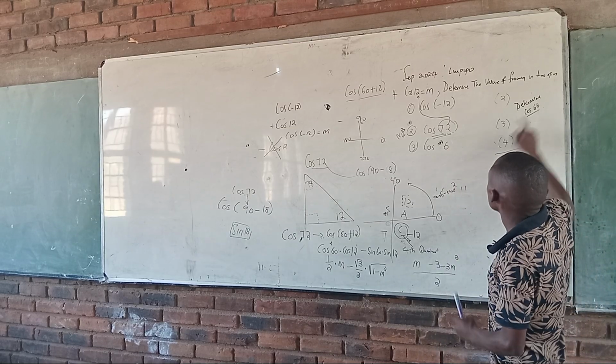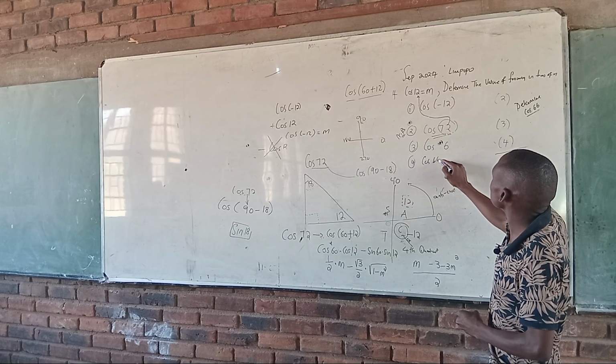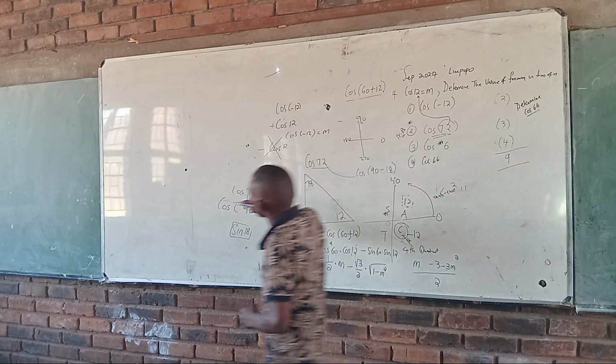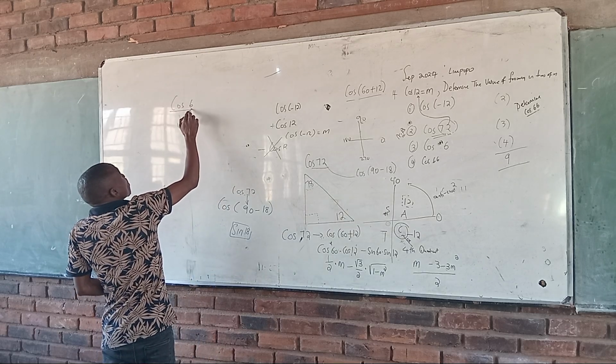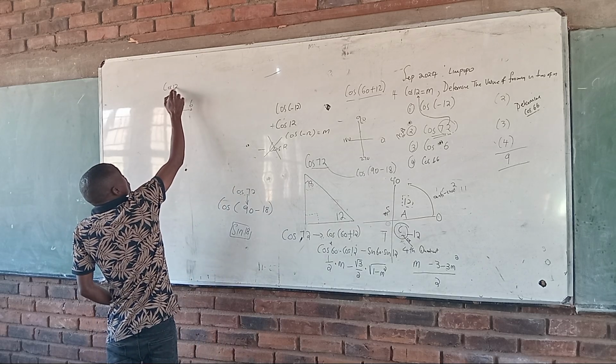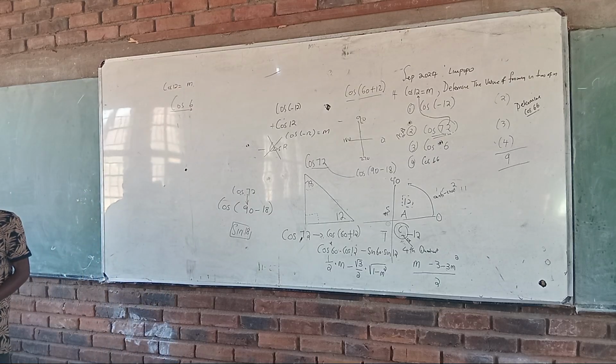Okay, let's put this one as number 4. Let's say it's cos 66. Cos 12 is m. What is the relationship of the angles?